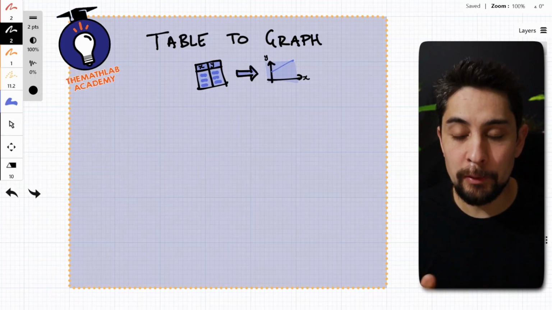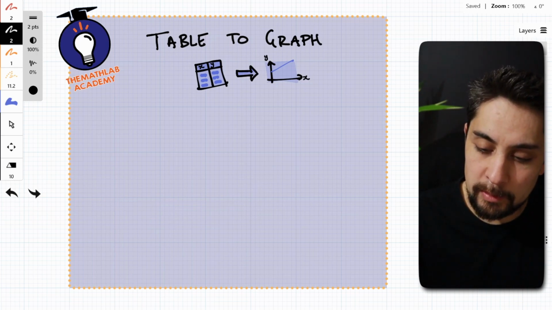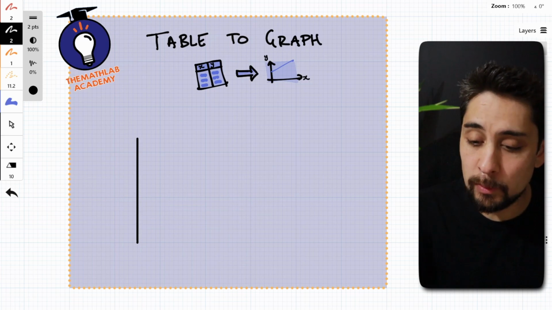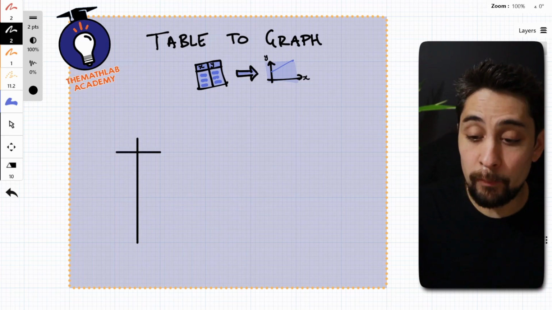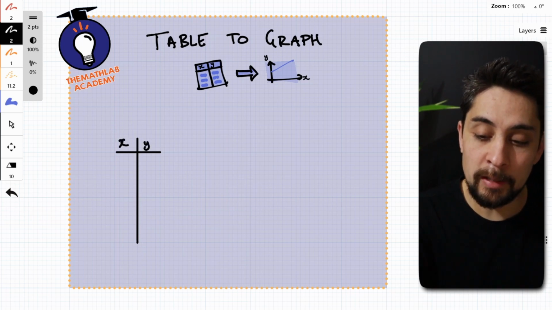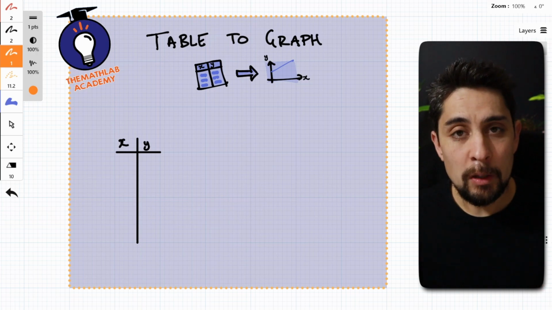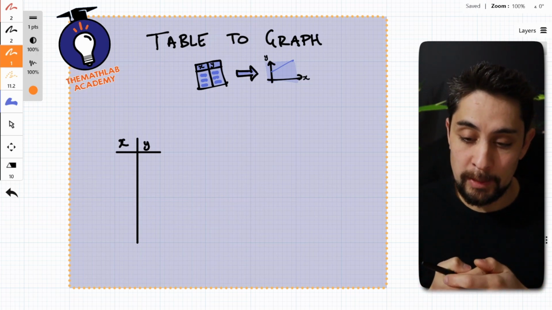So we have here our notes page. Let's set this up nice and neat in our books. We're just going to start off with a table since we are going from a table to a graph. In the table, we're going to start off with the titles X and Y. This is our X axis and our Y axis. Depending on which type of graph, we'll tell you which type of X values you need.